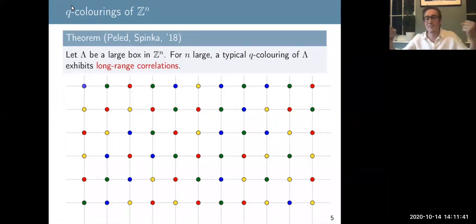So I've evenly split the four colors in the odd sublattice and the even sublattice. And that's the kind of large scale structure that we're seeing here. And this is roughly what they show, that a typical Q coloring starts to look like one of these phases where I put half the colors on one sublattice, half the colors on the other sublattice. These long-range correlation statements are enough to show that there are multiple infinite volume Gibbs measures you can put on the lattice Z^n for sampling Q colorings.